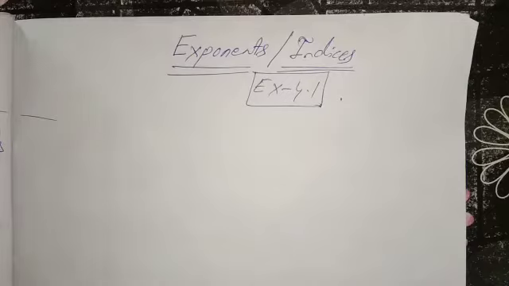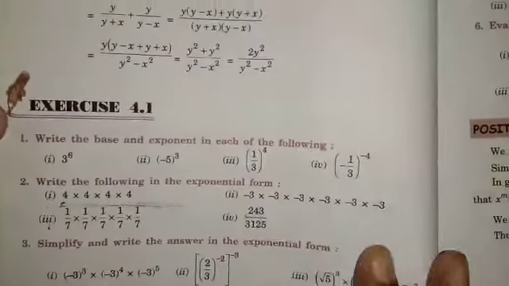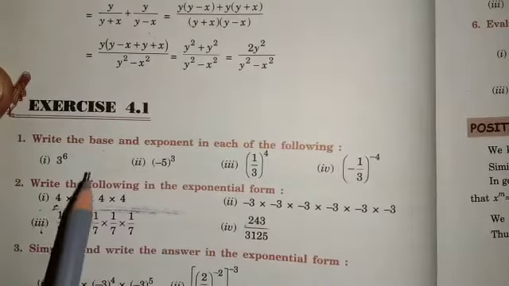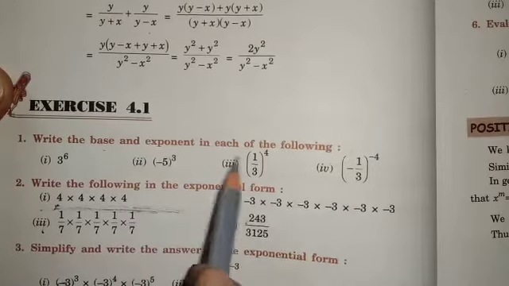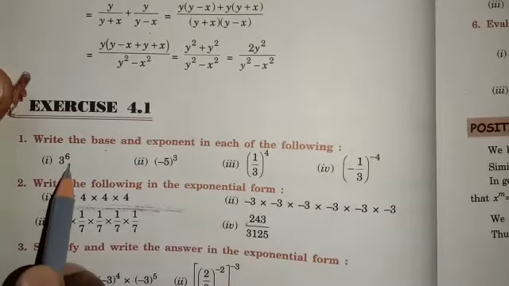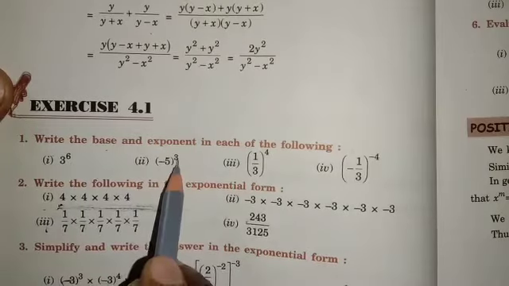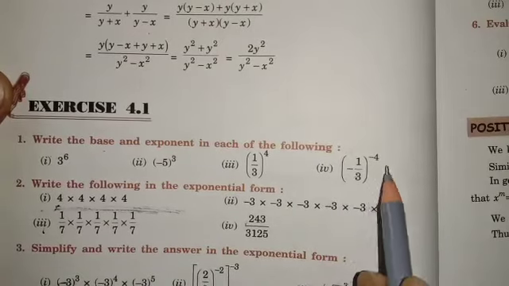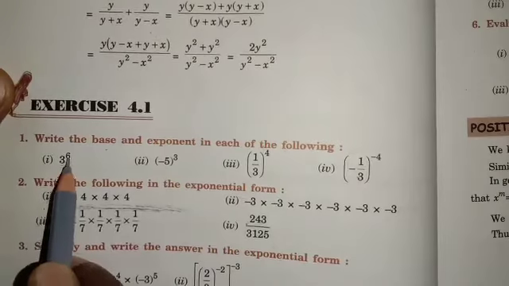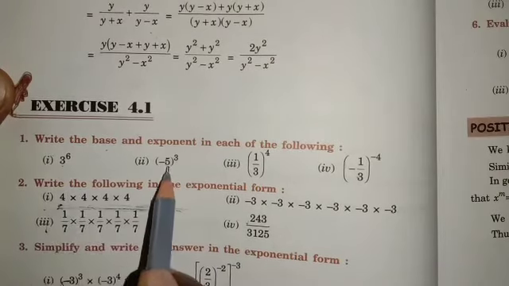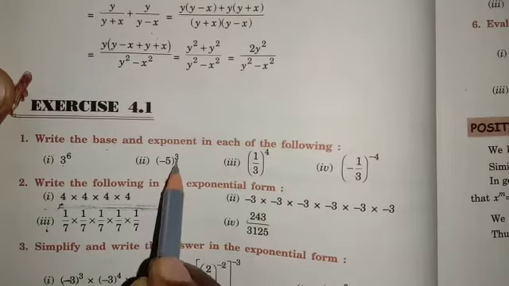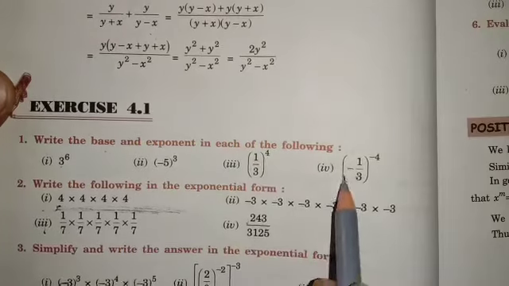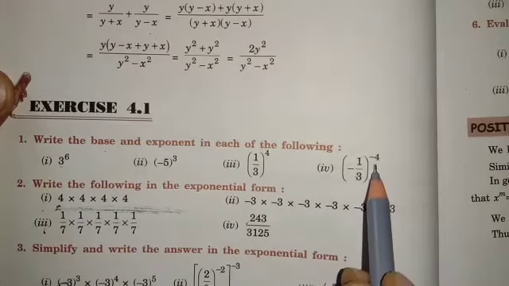See the question what they are asking. Question number 1. Write the base and exponent in each of the following. 3 to the power 6, minus 5 whole to the power 3, 1 by 3 whole to the power 4, minus 1 by 3 whole to the power minus 4. That means in this case base is 3 and 6 is the exponent. Second case base is minus 5, exponent 3. The third case base is 1 by 3, exponent is 4. And fourth case base is minus 1 by 3, exponent is minus 4.